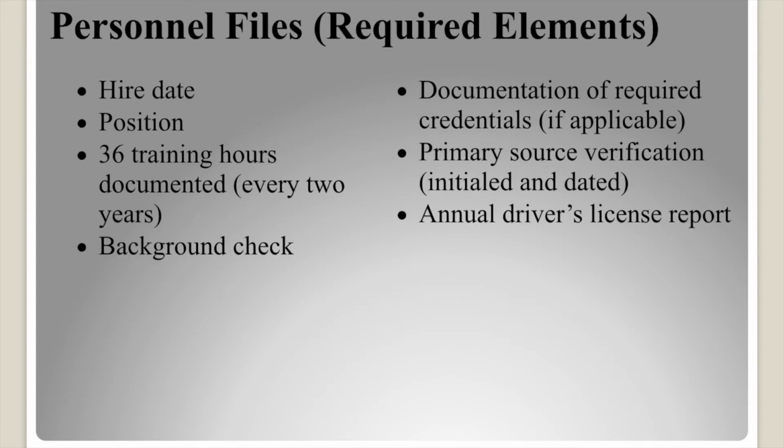So now that we've kind of gone over the different levels of SATOP, let's move on with some personnel file requirements. And there's certain things that we have to have in our personnel files, and that includes the employee's hire date, the position, the documentation of 36 training hours every 2 years, a background check, documentation of required credentials, primary source verification of those credentials, and an annual driver's license report. Now, those personnel files need to be organized in a way which is clear to the department if they're ever auditing those files.